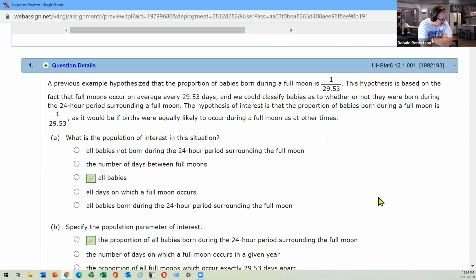Any others? Hypothesize that the proportion of babies born during the full moon is 1 out of 29.53. Interesting fraction. But this is based on the fact that a full moon occurs on average 1 out of 29.53 days. And so we could easily classify a baby as born during a full moon. So here's a nurse who thinks that on full moons, babies get born more often than on a Tuesday night or any other day of the week, right? So kind of similar to the crime one that I just did.